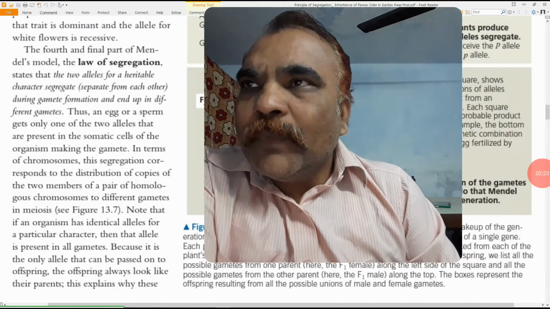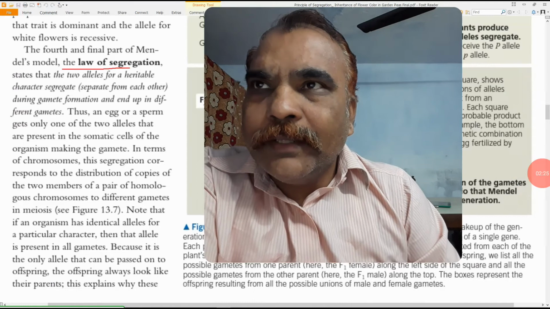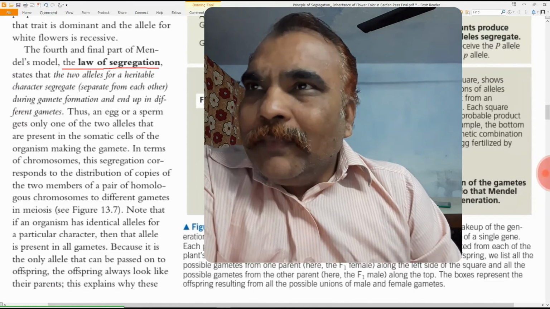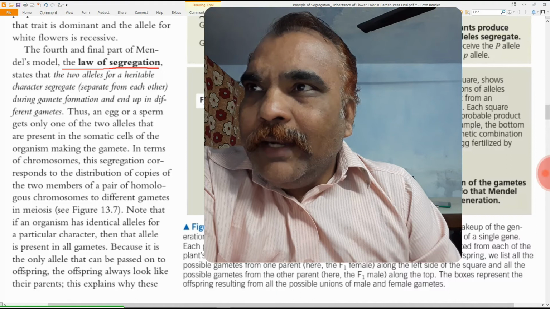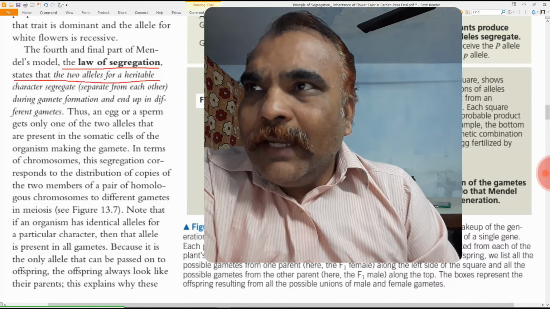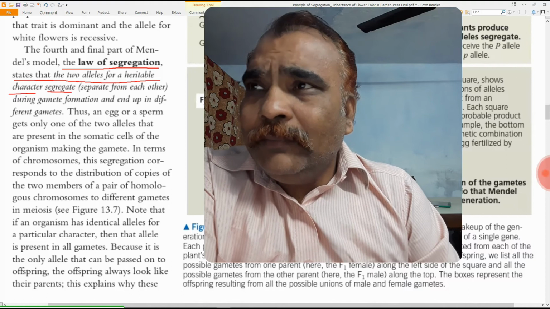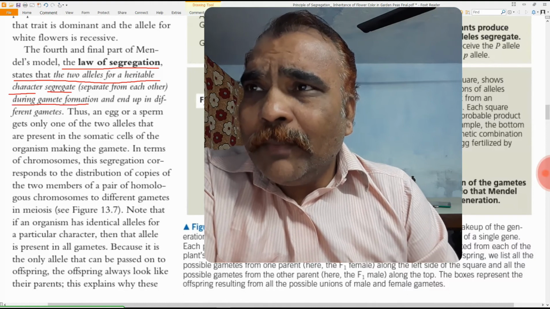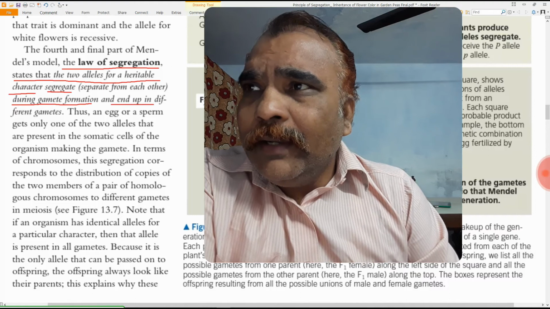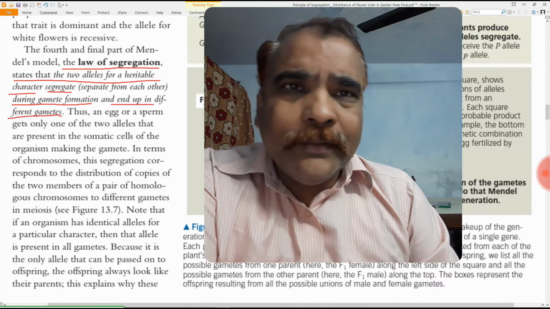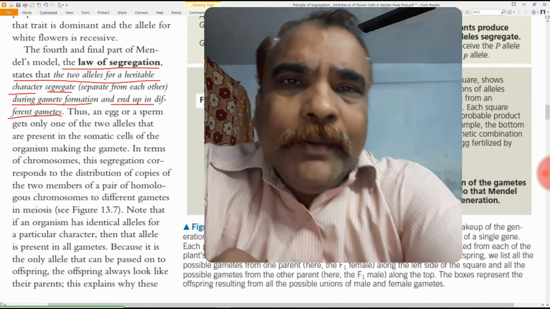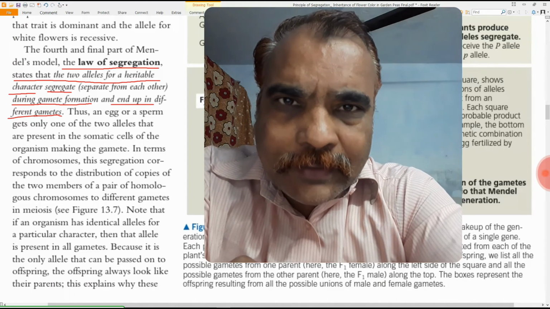See here, this is the law of segregation. The law of segregation states that the two alleles for a heritable character segregate during gamete formation and end up in different gametes. Okay, so in our previous lecture we had discussed this.